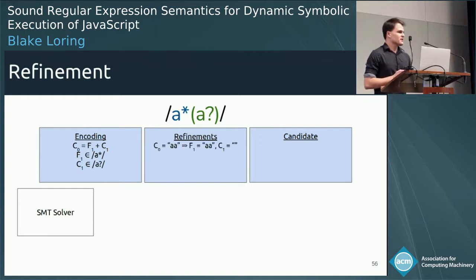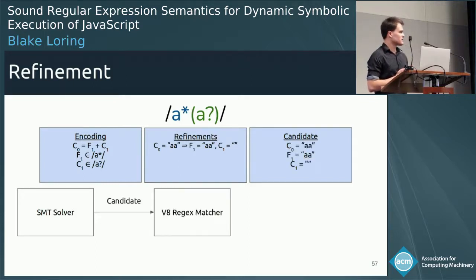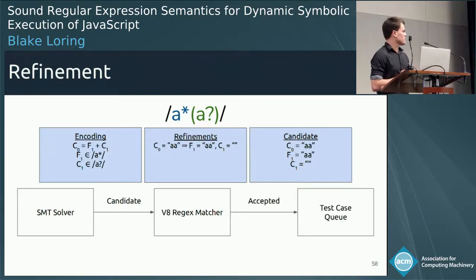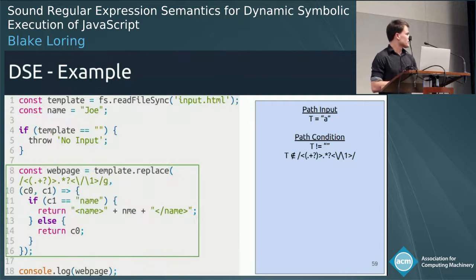So now that we've rejected this solution, we can guide ourselves towards a better solution. So we add a refinement that if C0 is AA, then C1 must be the empty string, and F1 must be AA. And now when we ask the SMT solver for a new candidate, it generates a correct solution of C0 is AA, F1 is AA, and C1 is the empty string. The regular expression matcher agrees, and so we can accept this and add it to our test case queue.